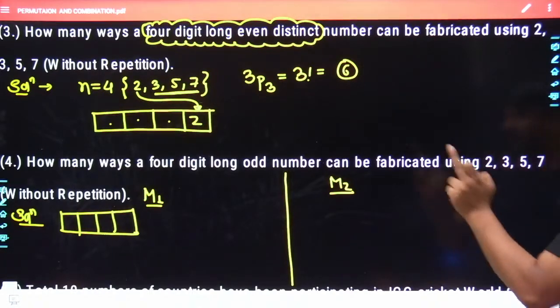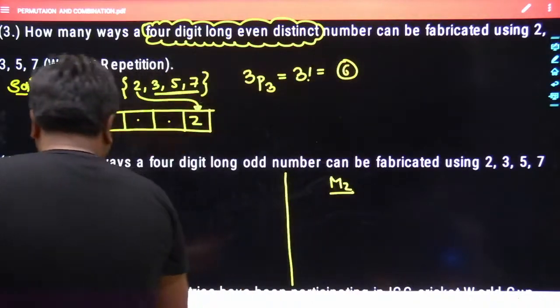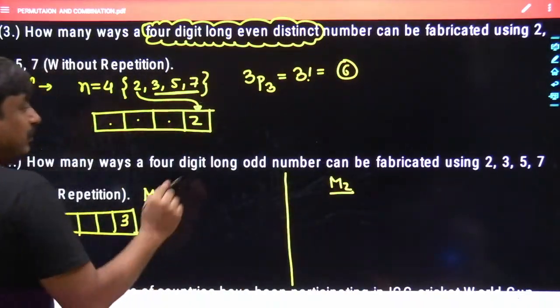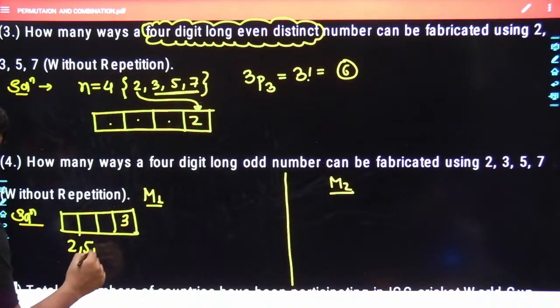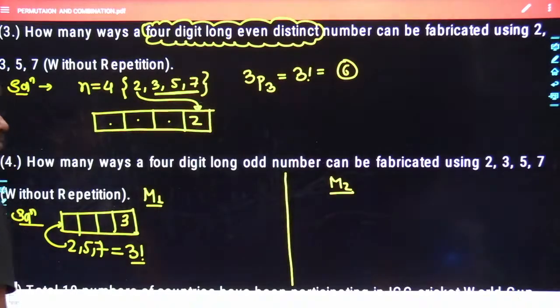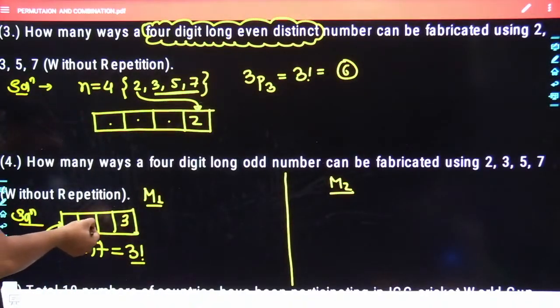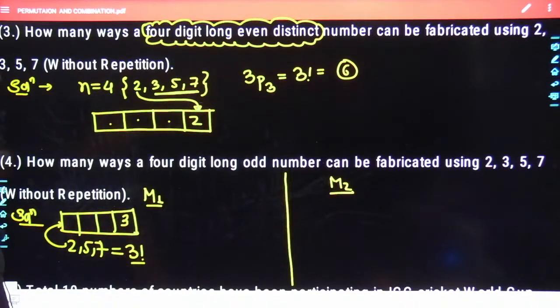So what we did in the first formation of the number, we have fixed that the units place would have the number 3. So the remaining 2, 5 and 7 are in search of their location. How many ways could they have been fitted in? They could have been fitted in 3 factorial different ways, or in the form of 3P3, and 3P3 is nothing but 3 factorial itself.